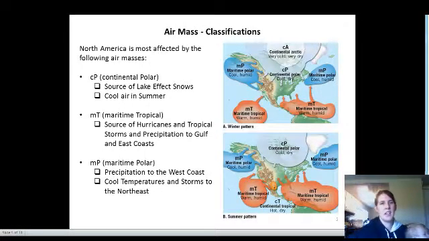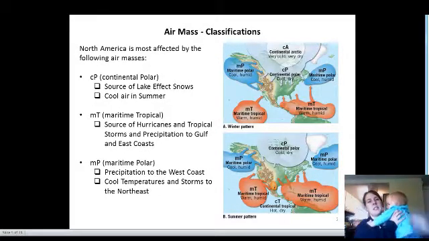So North America is primarily affected by the following air masses. I'm really sorry, guys. It's impacted by the continental polar, so you see up above Canada. This is the source of lake effect snows and brings the cooler air in the summer.